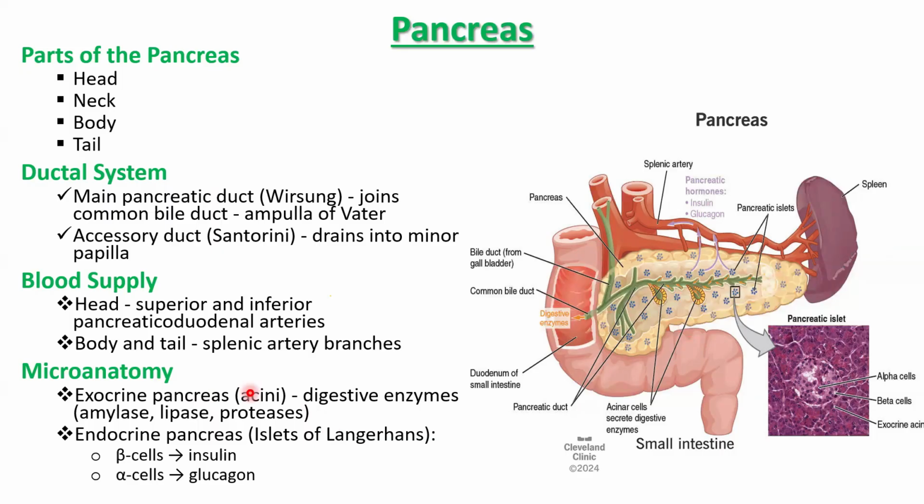Then you have the endocrine pancreas, which is a cluster of cells found together known as the islets of Langerhans. And that's on a higher magnification. You can see this structure here. These are islets of Langerhans that have the various cell types. You can see alpha cells, beta cells, some PP cells. And these beta cells produce insulin, and alpha cells produce glucagon.